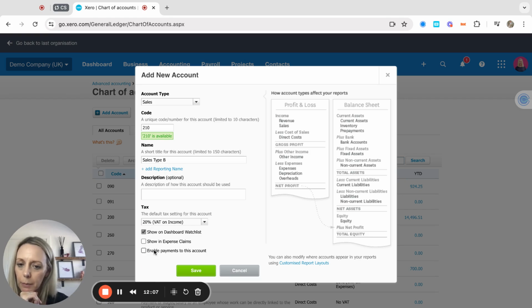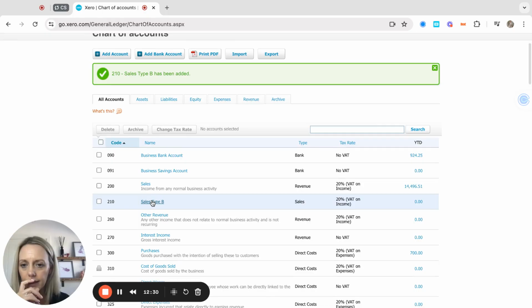And then enable payments to this account. So if it's, for example, something that you're likely to get paid for or get paid personally, so if you're going to be buying it personally and you want the company to know that you've paid for it, you may want to tick that box as well. So save that, and you can see that that's in here.